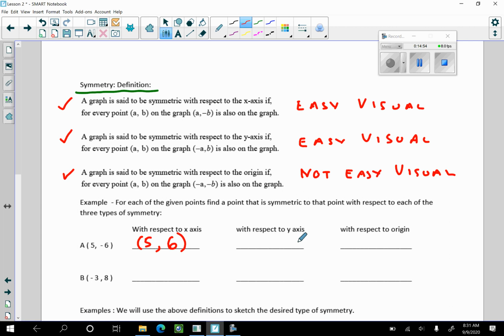Symmetric with respect to the y, what happens? The x's go opposite, the y's remain the same. So the x's go opposite, so I'm going to go -5, and the y's remain the same. X is opposite, y is the same. With respect to the origin, look what happens. I take the opposite of both coordinates. So with respect to the origin, this point maps to -5, comma 6.